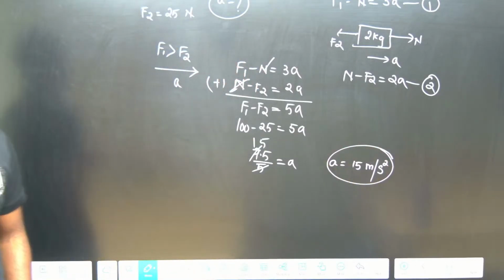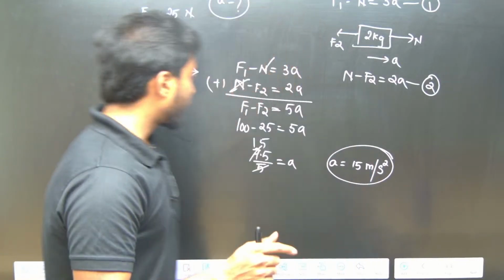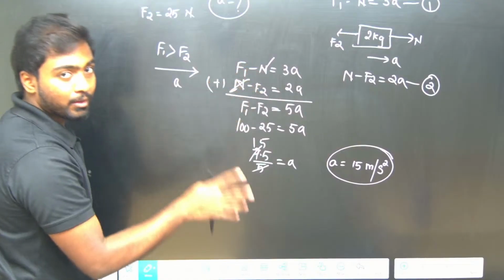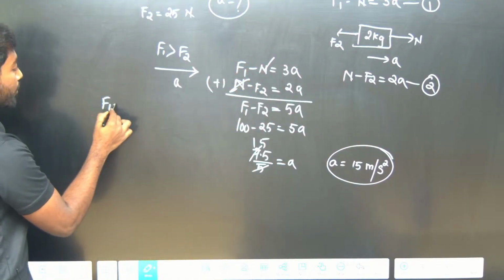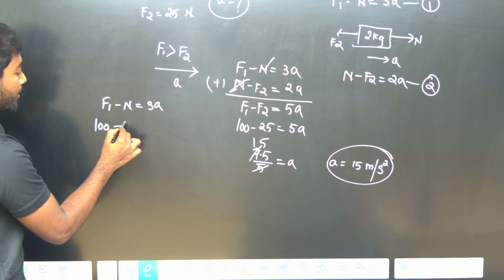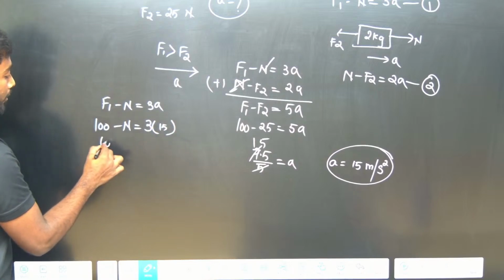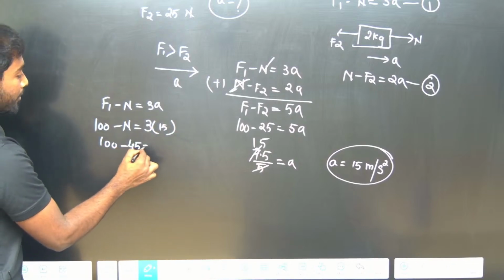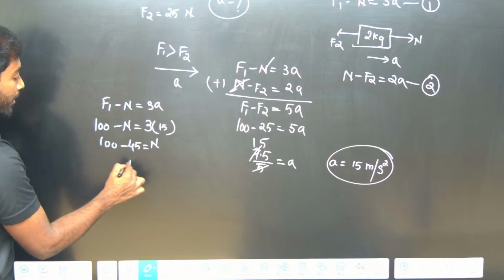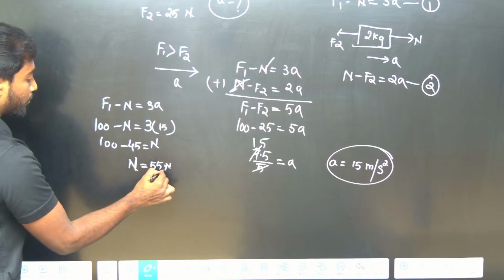Now, suppose they are asking what is the normal force acting in between the blocks. I can take either of these equations. F1 minus N equals 3a, F1 is 100, so 100 minus N equals 3 into 15. So 100 minus 45 equals N, where N is nothing but 55 Newton.